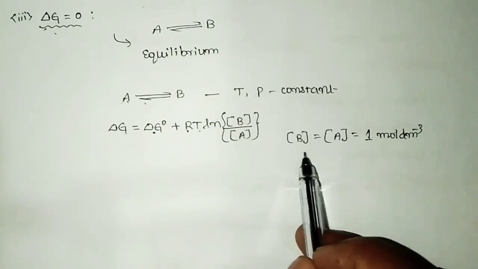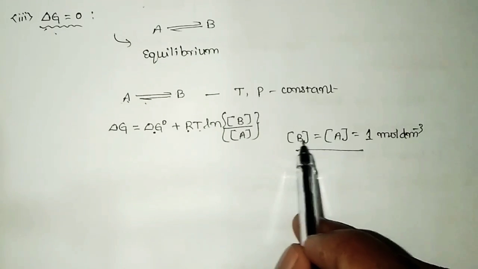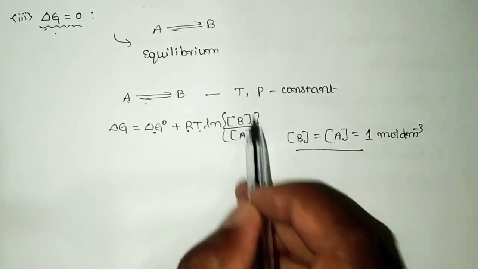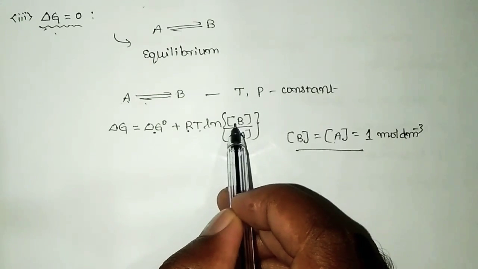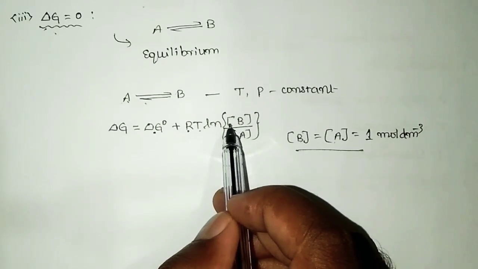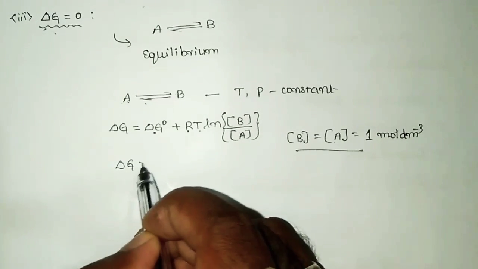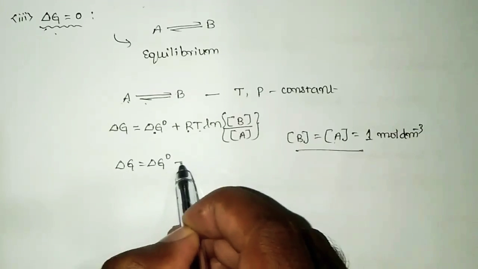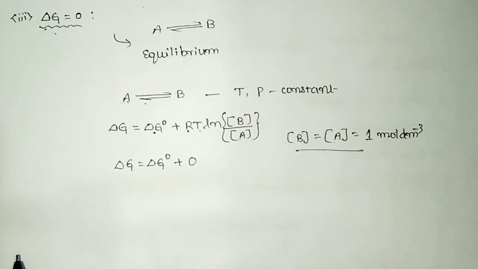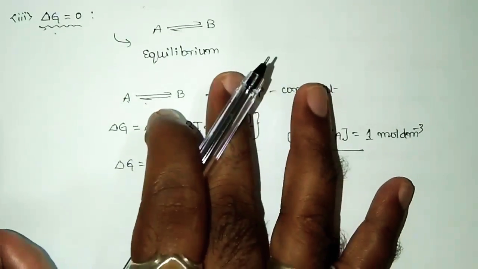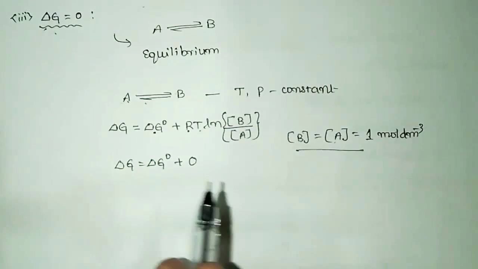So if you take this particular condition, where both concentration of B and concentration of A equal 1, then ln of 1 will come, and ln of 1 is 0. So in that case, you will get delta G equals delta G naught plus the whole term, which will become 0. But if you consider the state when the reaction is attaining the condition of equilibrium.